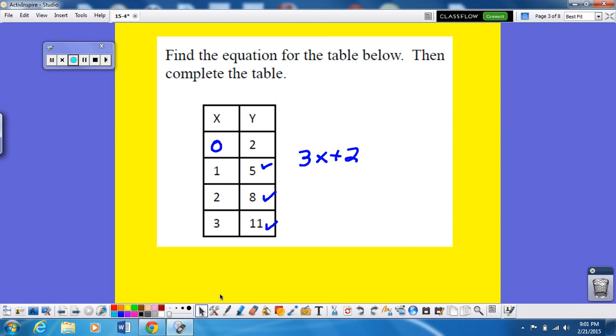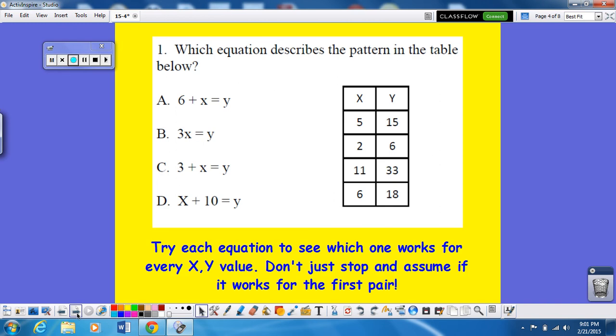This is a definite try, check, and revise, especially when you get to where your x is not just a single value. It's a number times the x plus more. So this is really going to test your perseverance in math to see if you can stick with it until you can find the pattern.